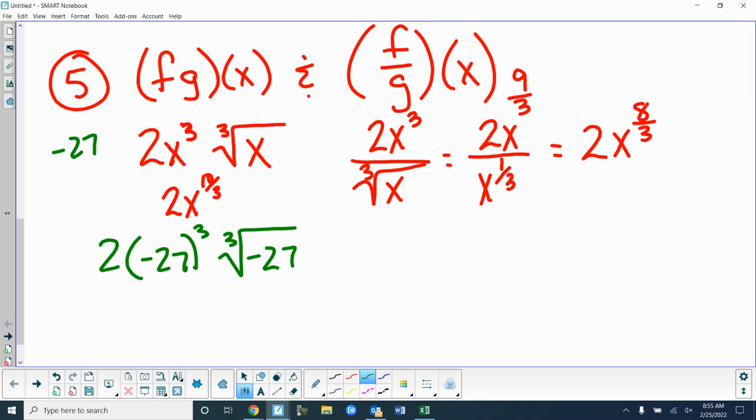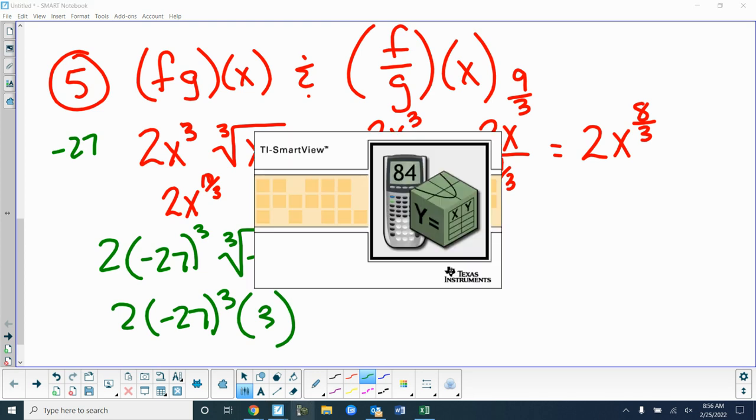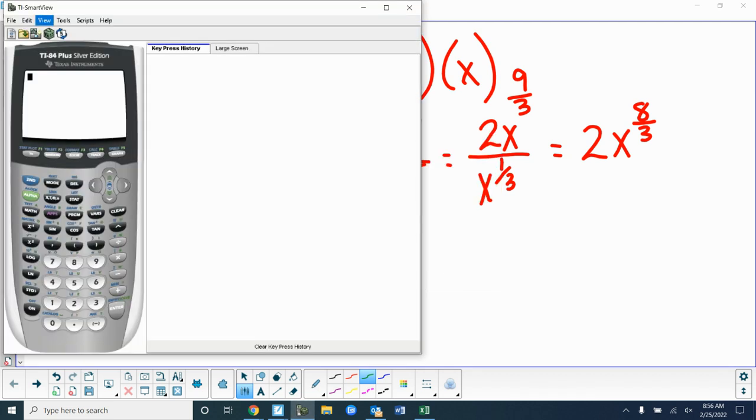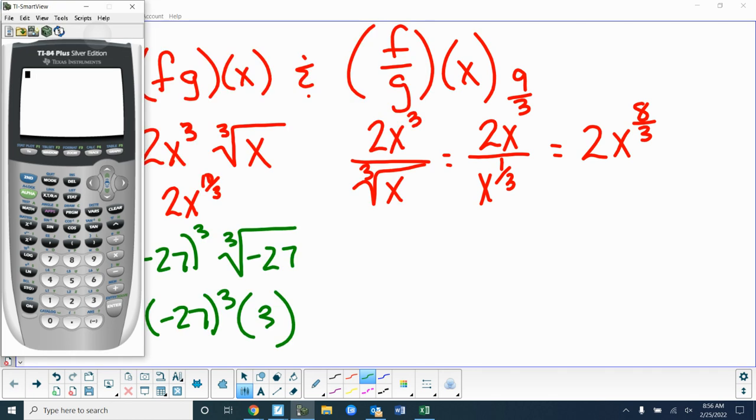This one you guys should know. What's the cube root of 27? 3. So what's the cube root of negative 27? Negative 3. So this is 2 times negative 27 cubed times 3, which is a pretty big number. All right. So it was 2 parenthesis negative 27 to the 3rd power times 3, right? So negative 118,098.